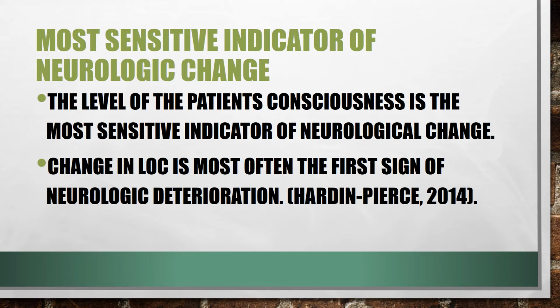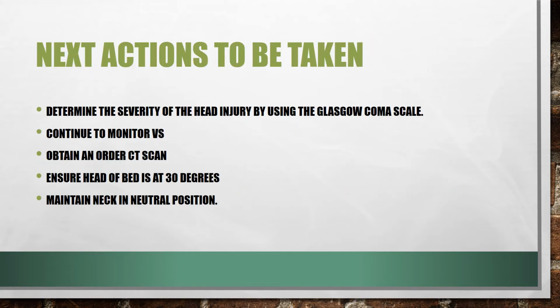Alright, the most sensitive indication of a neurological change is the patient's level of consciousness, and this is where that Glasgow Coma Scale comes into play. We are doing our checks, making sure that we are writing them down, we are comparing to the last check that was done, and if there are any changes in the level of consciousness, we are making sure that our providers are aware of this.